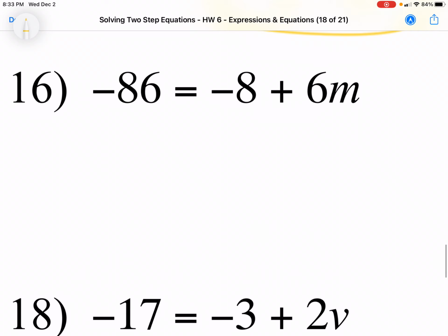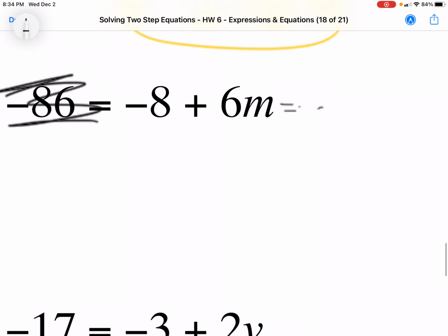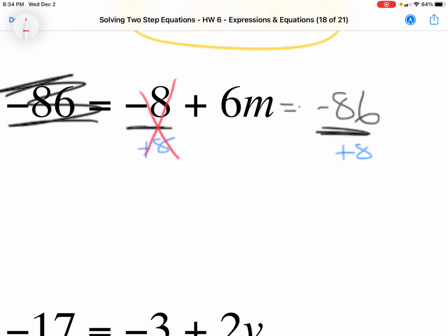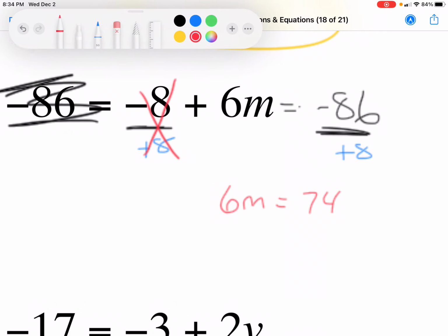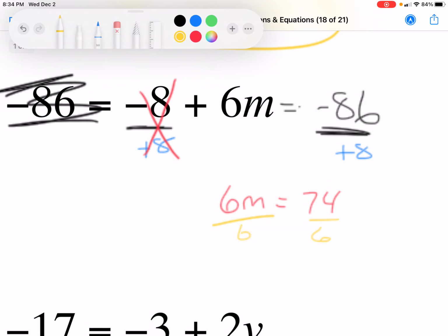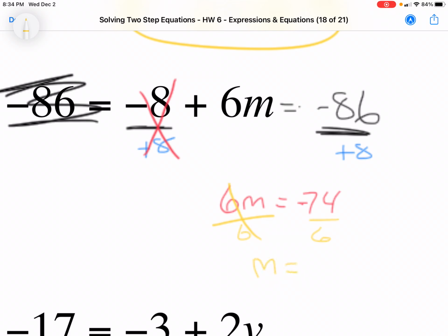Number 16, again, we kind of have to rewrite the problem here for you guys. Equals negative 86. Like terms, going to add 8 to both sides. When you do that, you're going to be left with 6m equals 74. And then we are going to divide. That's a negative 74, by the way, my bad. And those cancel. I'm left with m equals negative 13.